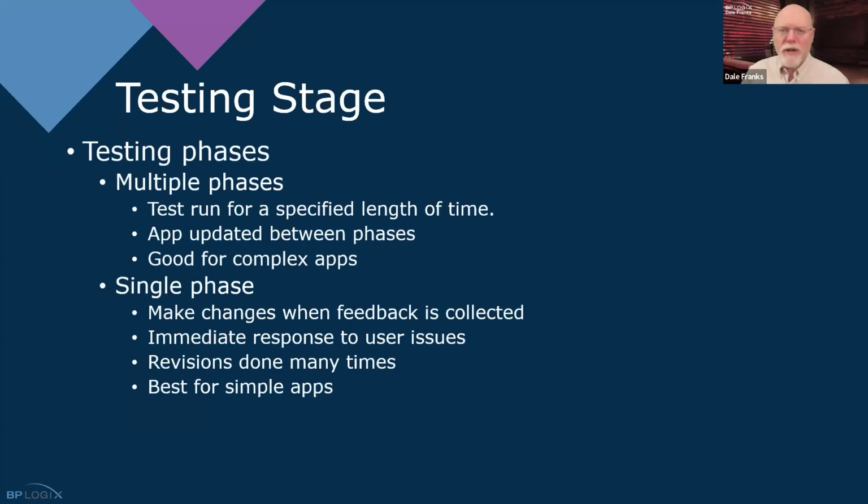And you have a choice of either running this in a single phase test or a multiple phase test. There are some pros and cons for either method. If you have a complex application, it may be best to do it in multiple phases. So you run the test for a specified length of time, collect feedback, go back, make updates, roll it back out, and then go through another test phase and do that iteratively. For a complex app, you may need to do that simply so that you can keep track of all the things that you might need to change.